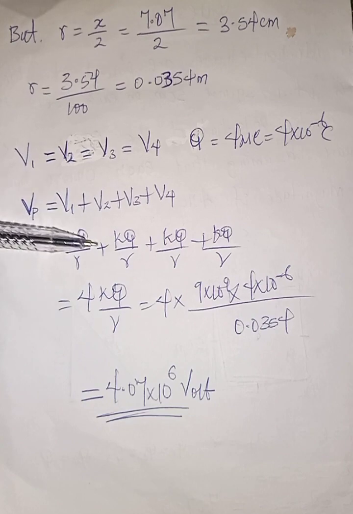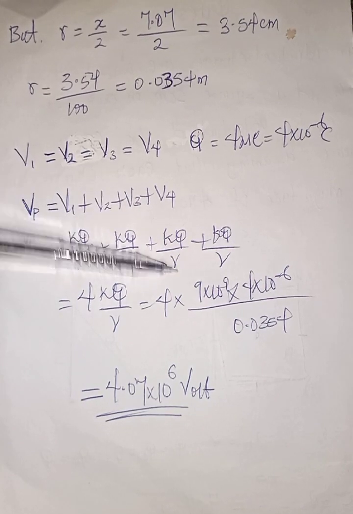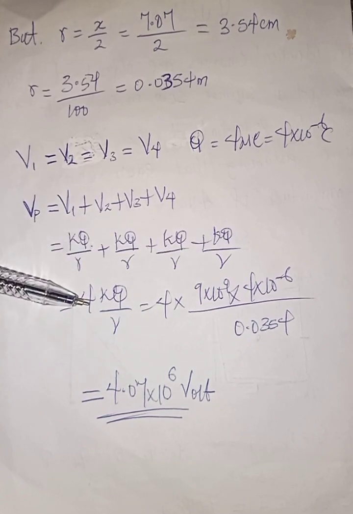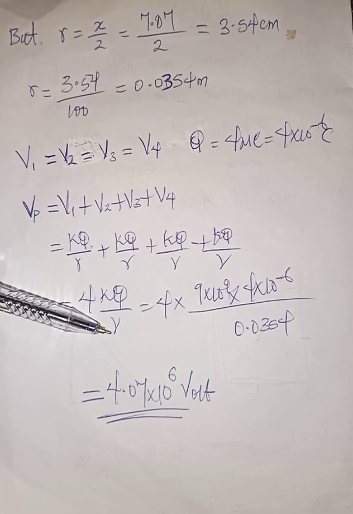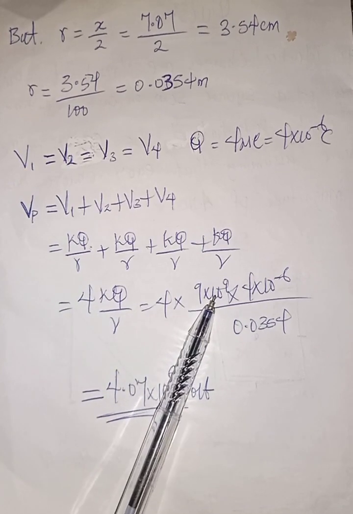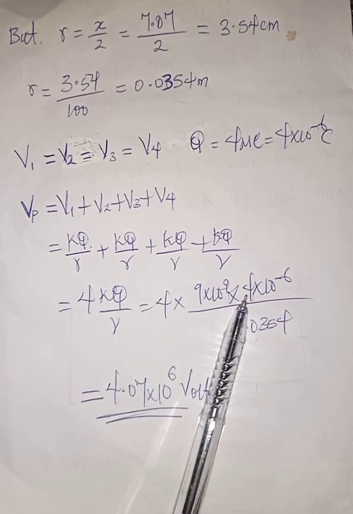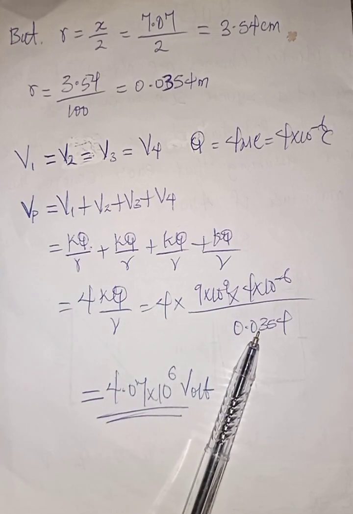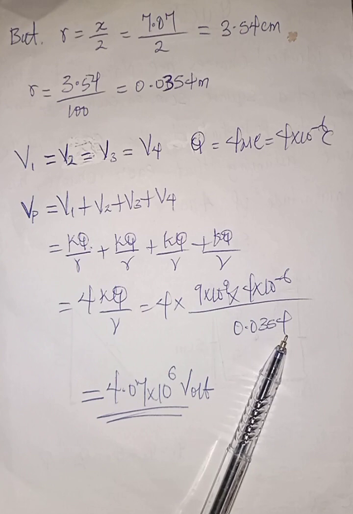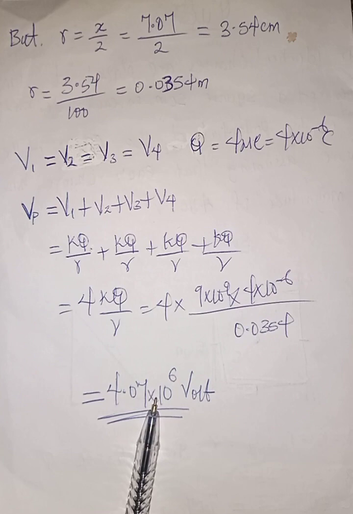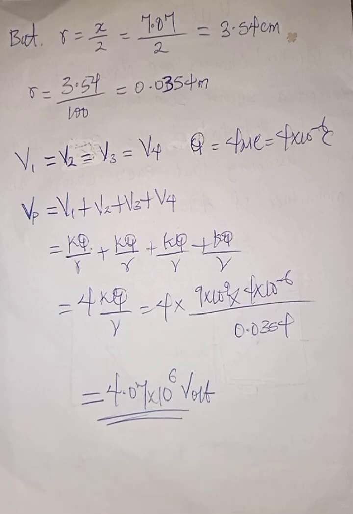KQ over R, then plus this other one, plus this third one, plus the fourth one, they are all the same. We have this plus this plus this plus this. We have 4 of them, which will be 4 KQ over R. So, you have 4 times K, which is this, 9 times 10 to the power 9. Q is 4 times 10 to the power minus 6 from the question. Then the R, which is the distance between them, 0.0354. So, we are going to have 4.1 times 10 to the power 6 volt, or 4.07 times 10 to the power 6 volt. That's what we are going to have.